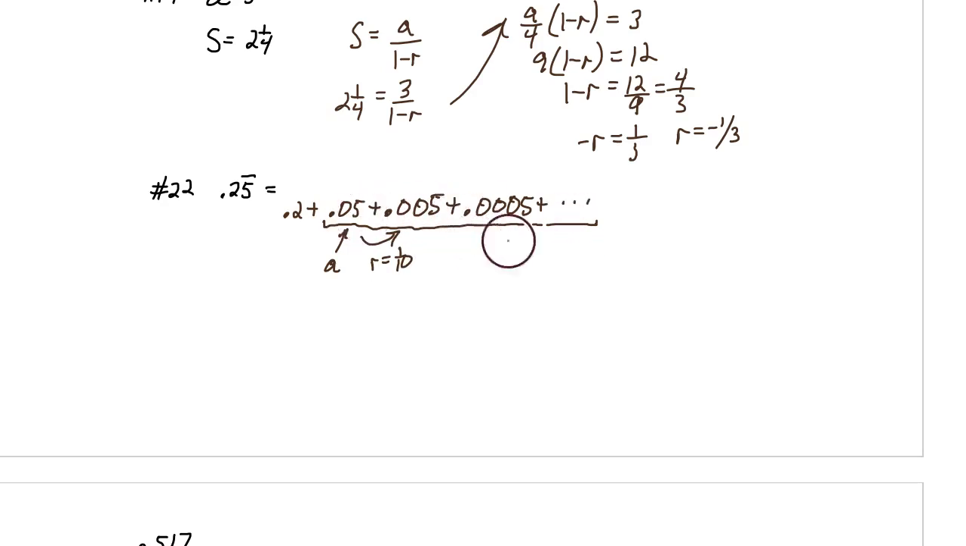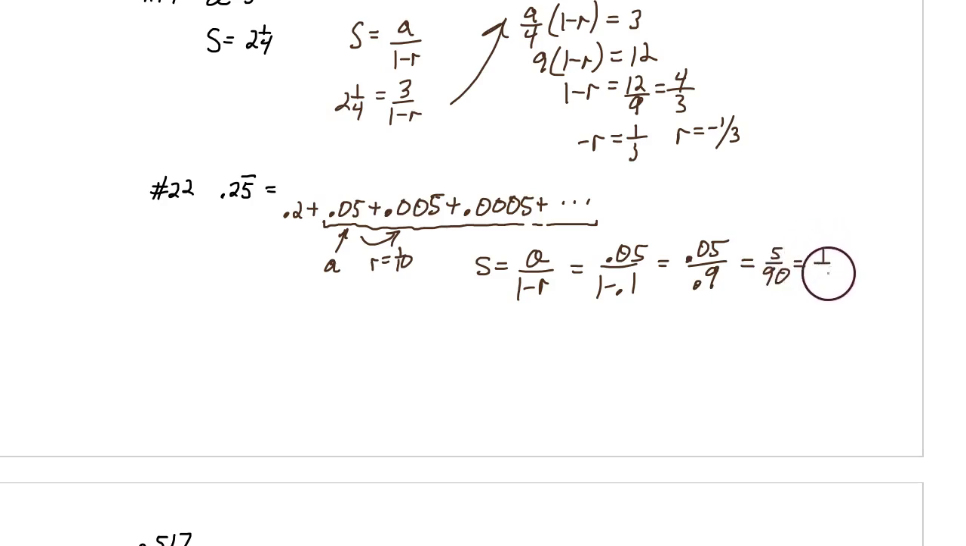Let's sum up that part using the formula. So for a, put in 0.05, and for r, put in 1/10. So this is 0.05 divided by 0.9. And that makes 5/90, which reduces to 1/18. Now this piece here we haven't done anything with yet.